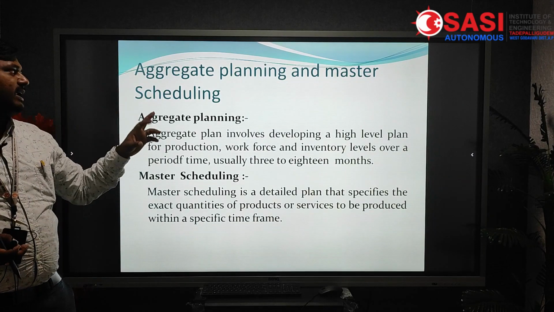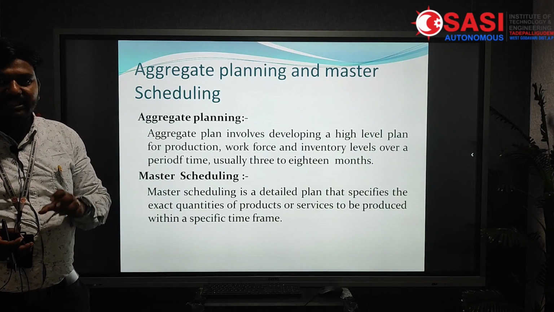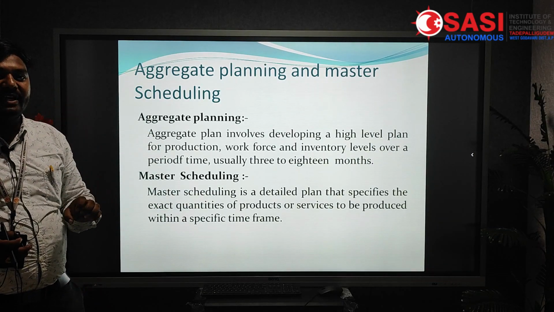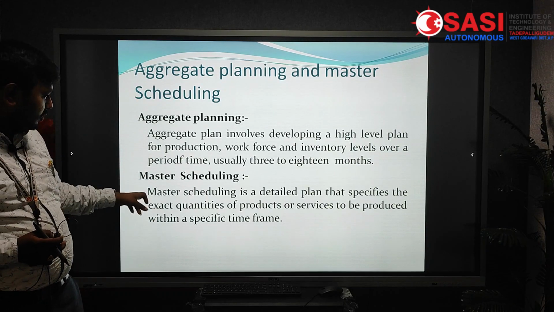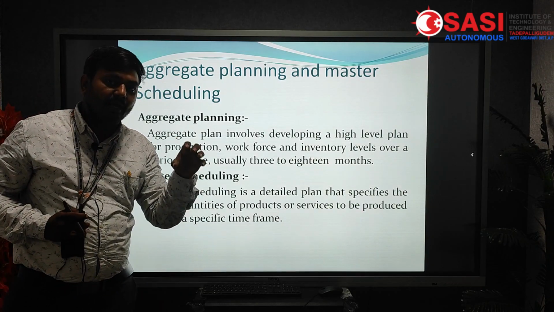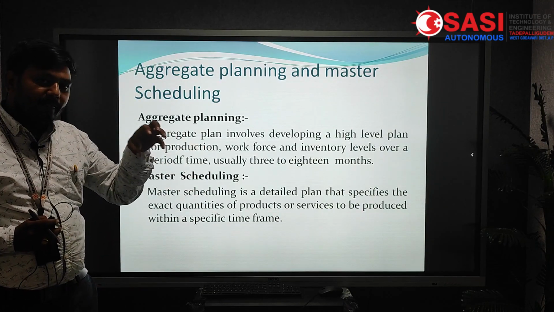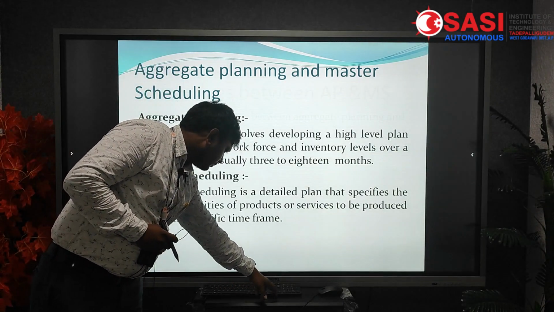for the overall organization, whereas the master scheduling is a detailed plan that specifies each and every activity, when it should be commenced and when it should be completed. So master scheduling focuses on individual departments or individual areas to provide specific plans.